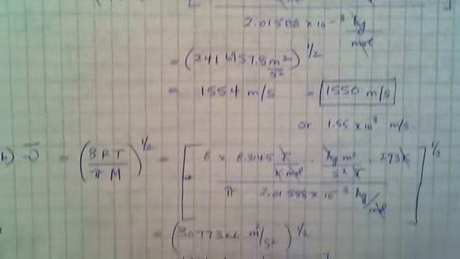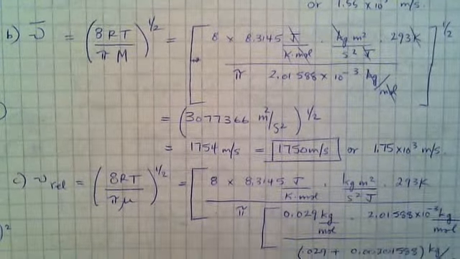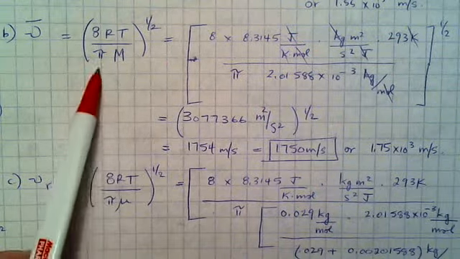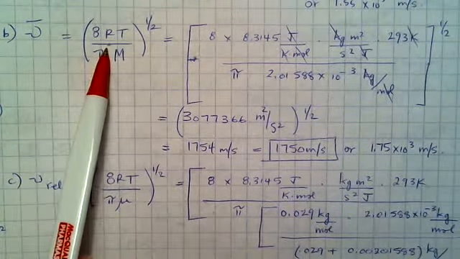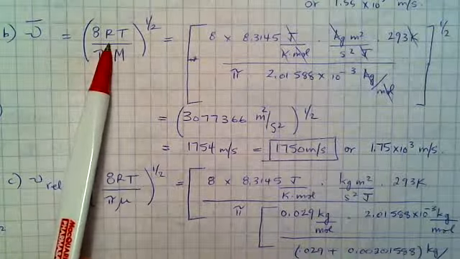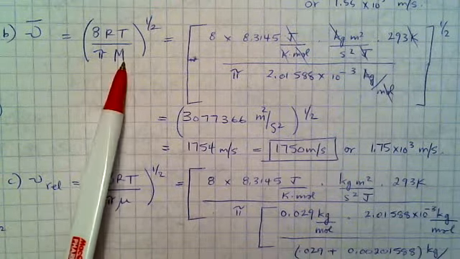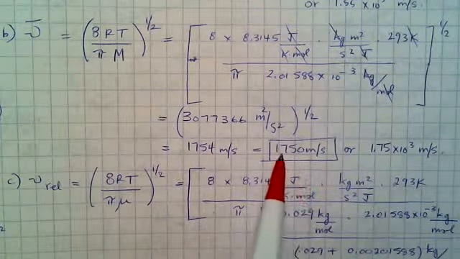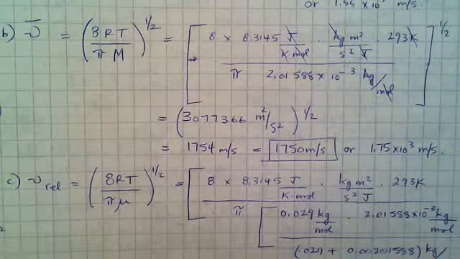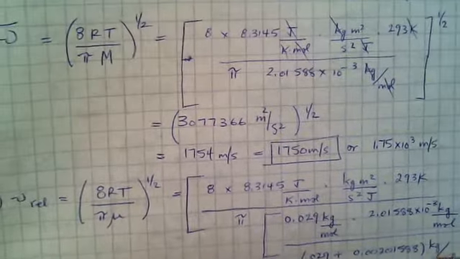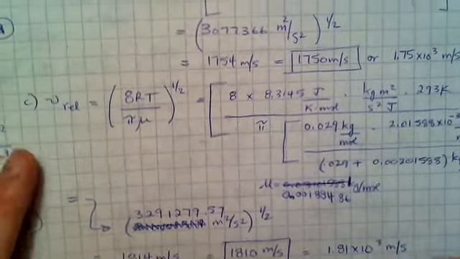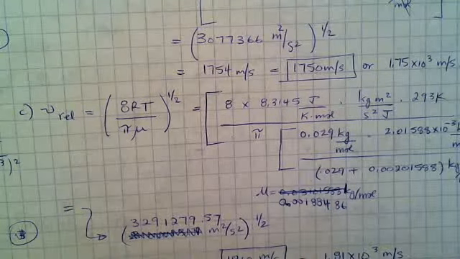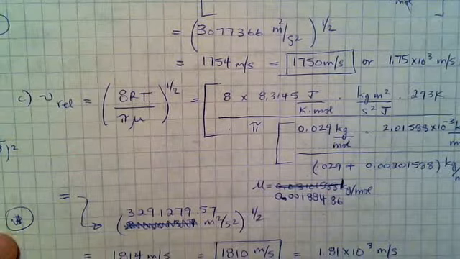The mean speed is the square root of 8RT over pi M. Same idea: you're using the 8.3145 joule per K mole, temperature in Kelvin, and kilograms per mole. Pi doesn't have any units. It all works out the same way, and now I've got 1750. And for the mean relative speed, that's where the idea of this being in air becomes important or relevant.